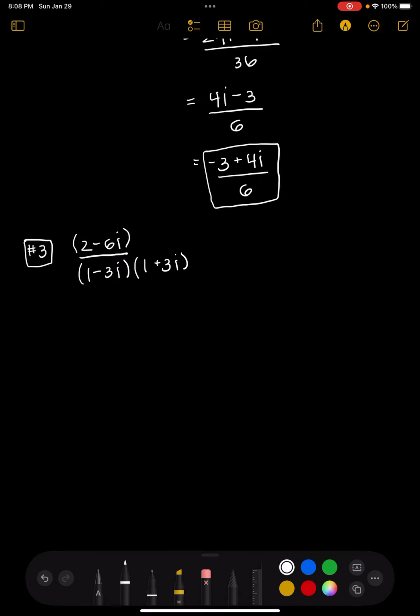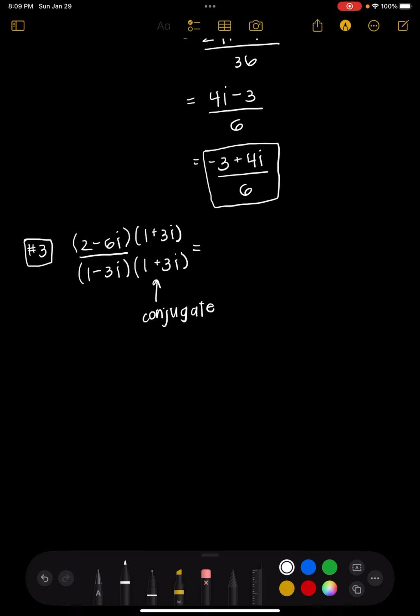And if you do this and FOIL correctly, then the imaginary part should cancel out. Now when we multiply by something like this where we just flip-flop that middle sign or flip-flop the sign on the imaginary portion, it's called the conjugate. So this is called the conjugate. I'll be using that word a lot, but it's not something you need to necessarily memorize. Just understand that you have to flip-flop that imaginary portion sign. So what I do to the bottom, I also have to do to the top. So I'm going to also multiply the top by 1 plus 3i.